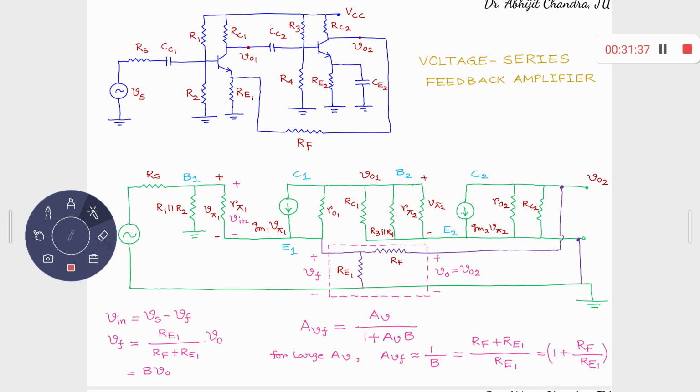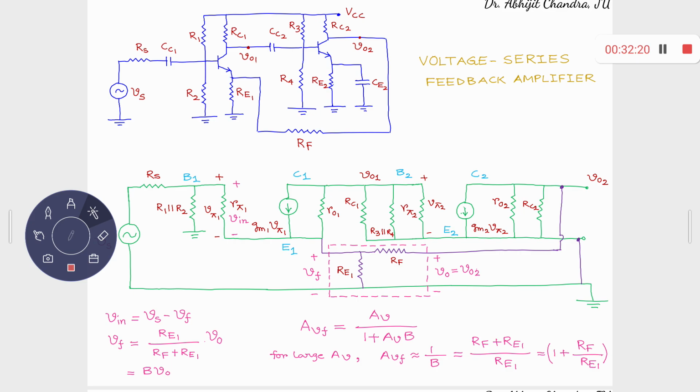Once you connect the feedback in a non-inverting mode, the gain with feedback becomes AV by 1 plus AVB. If I don't have any feedback network, then B is essentially 0, and AVF is equal to AV. But once you have some non-zero B, some feedback element present, the gain with feedback becomes AV by 1 plus AVB. And if AV is very large, that can be approximated to 1 by B, which in this case is 1 plus RF by RE. That means your gain now becomes very stable. It's a function of resistances only. So negative feedback is virtually sort.